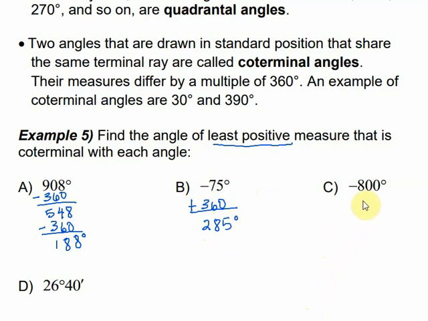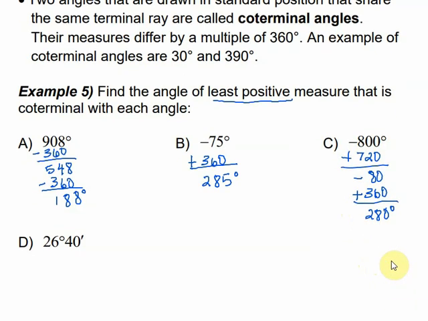Okay, for negative 180, again, we're wanting a positive angle, so I'm going to add 360. I know that's not going to be enough, so let me go ahead and add 720. That's still not going to be enough. So that would give me a negative 80 degrees. So one more time, let me add 360. And that would give me 280 degrees. And that would be the least positive measure that's coterminal with the angle.